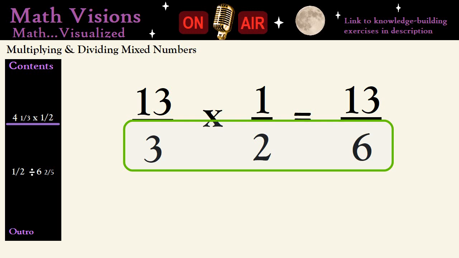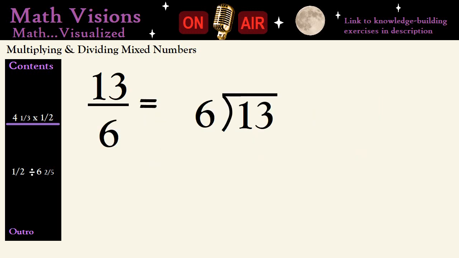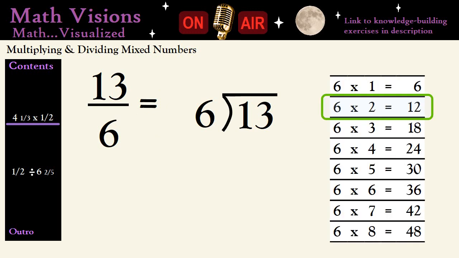Since our answer 13/6 is an improper fraction, we have to convert it to a mixed number. We do this by finding out how many times the denominator can go into the numerator without going over. Let's rewrite the improper fraction as long division with the remainder. Since 6, the denominator, times 2 gets us as close as possible to 13, the numerator, without going over, we write 2 as our quotient.